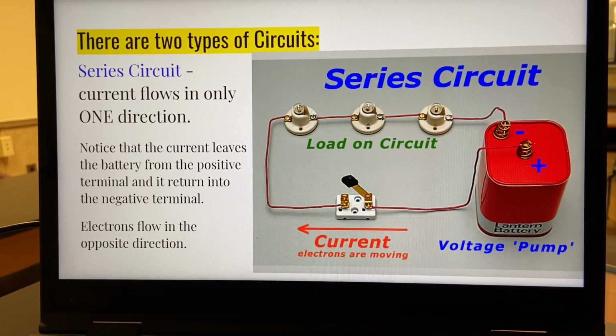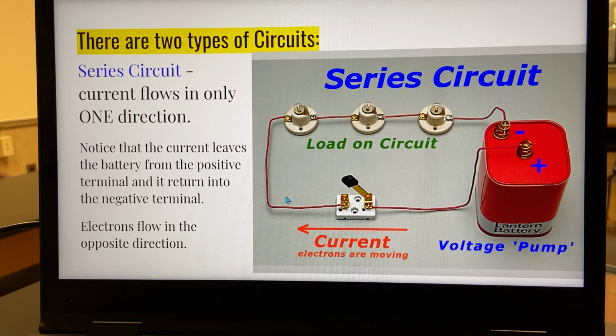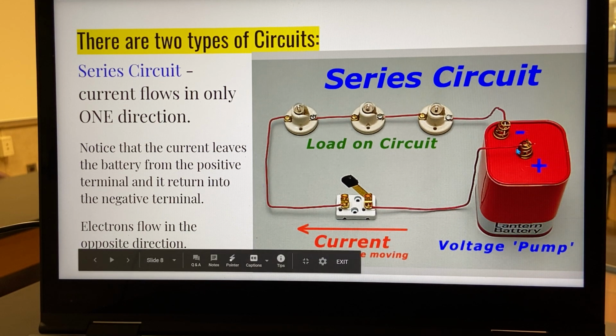Here is a simple series circuit. We have a battery, a 12-volt battery, 6-volt battery, sorry. And it has a positive and a negative. So the anode and cathode. And if you look at this wire, it will go down and connect to the switch here. And this would have to be pushed down for it to be on. And then the current. So the current is flowing in this direction.